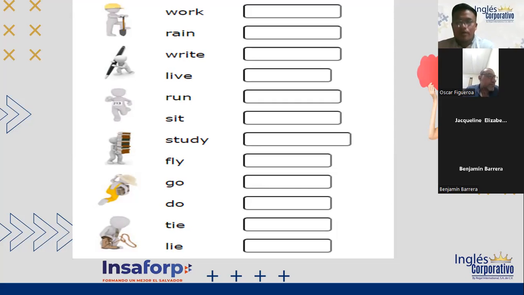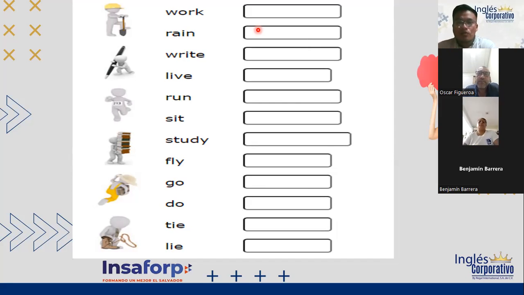All right, so now, let's see. We're gonna try to verify the verbs. What does the verb work mean, guys? What does it mean, work? Working. No, I mean, what does it mean? ¿Qué significa the verb work? Trabajar. Okay, good. Now, we go with the verb run.